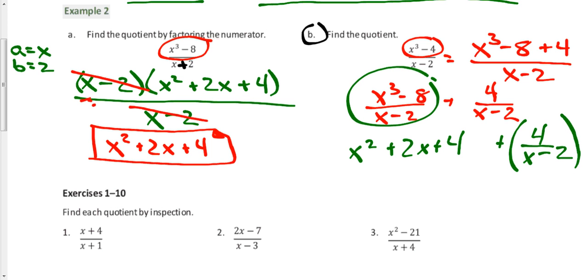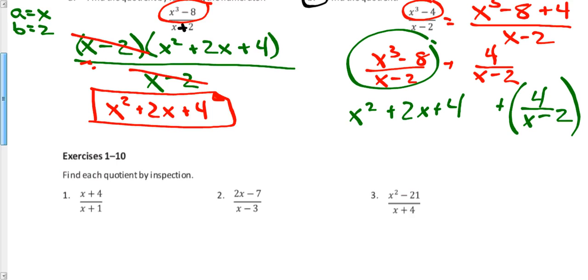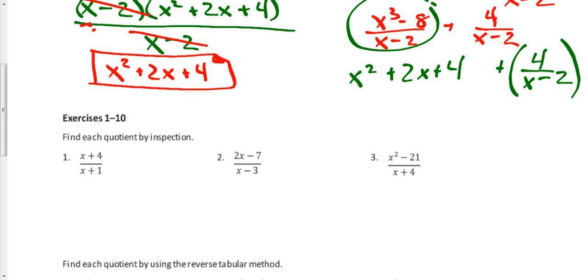And the one thing I told Josh is I like to set this off in parentheses, just so that I'm not tempted to combine this fraction with this polynomial. Okay? So, what we're going to do is do each quotient by inspection in exercises 1 through 10.